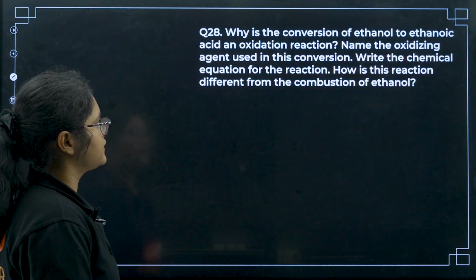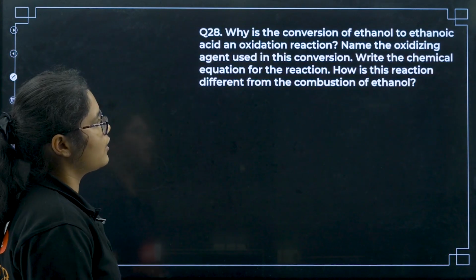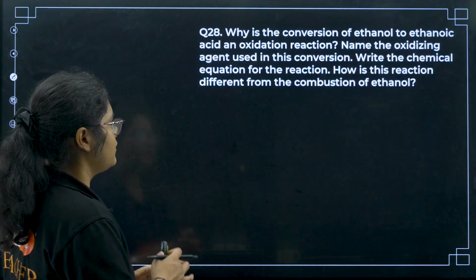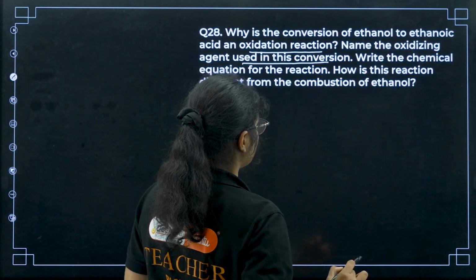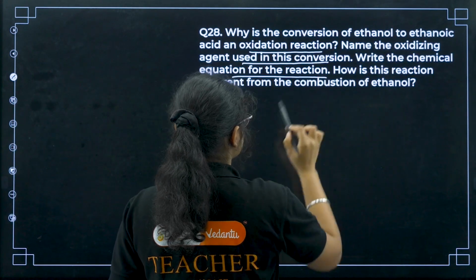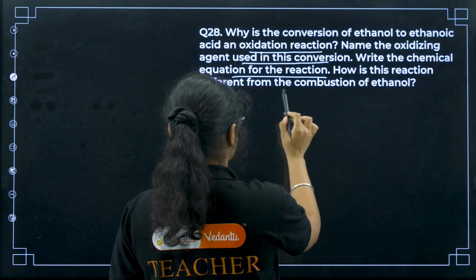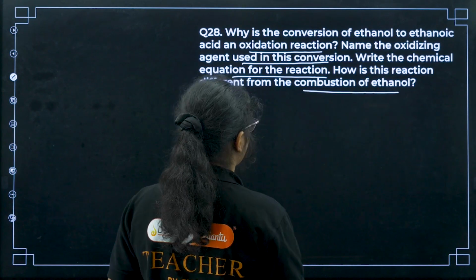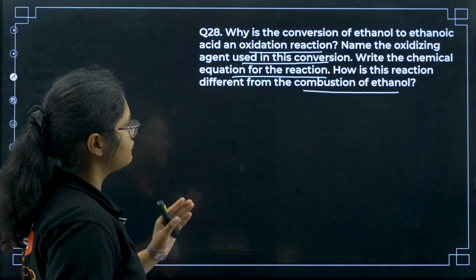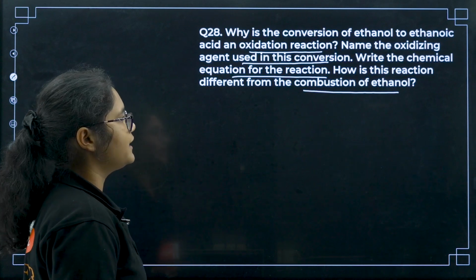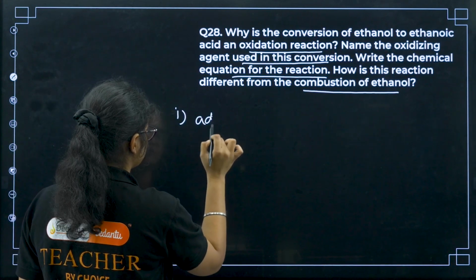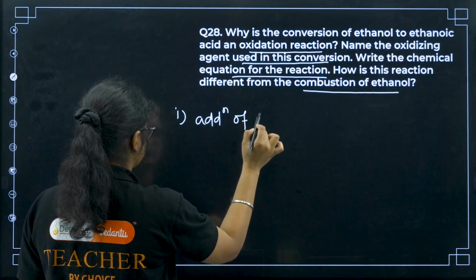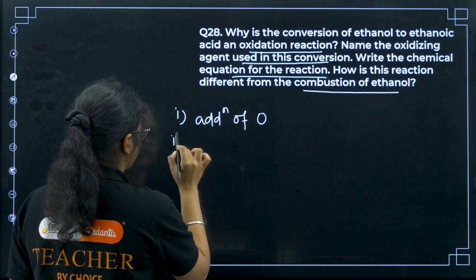Next, coming to the next question, why is the conversion of ethanol to ethanoic acid an oxidation reaction? Name the oxidizing agent used in this reaction. Write the chemical equation for the reaction. How is this reaction different from the combustion of ethanol? So here we have 4 questions. First is why it is an oxidation reaction, because in the reaction there is addition of oxygen, right? So that is why it is oxidation reaction.